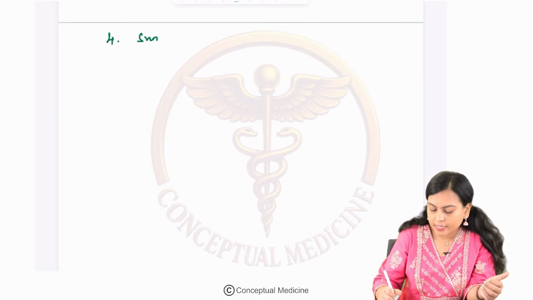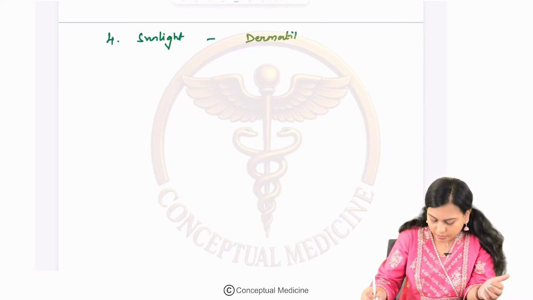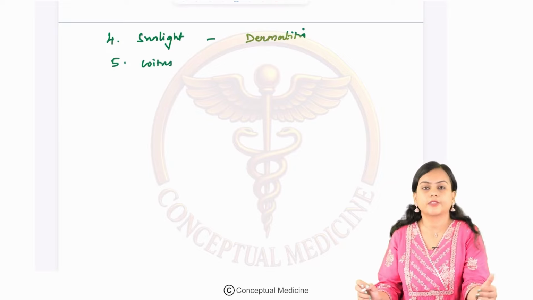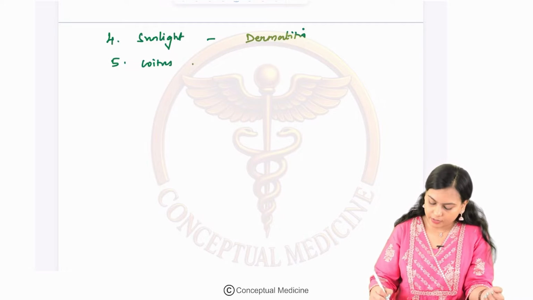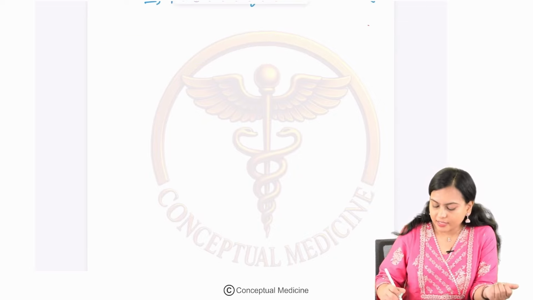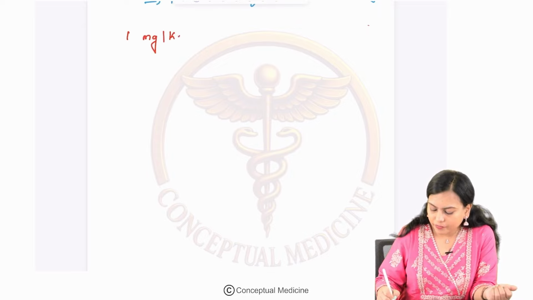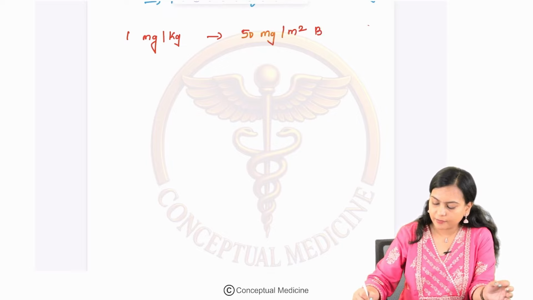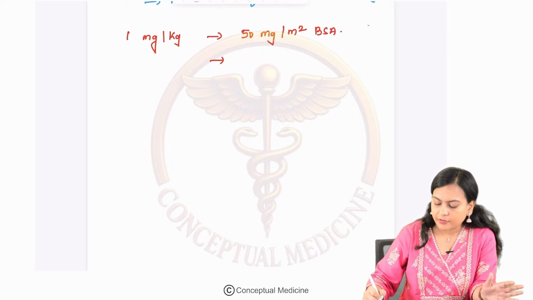And exposure to sunlight while taking methotrexate can sometimes cause dermatitis. And coitus while taking methotrexate for ectopic pregnancy should be avoided because there can be an increased chance of rupture. The dose of methotrexate is calculated as 1 milligram per kilogram. So, for an average Indian woman, it is 50 milligram per meter square of body surface area. And this is usually given as an intramuscular injection.